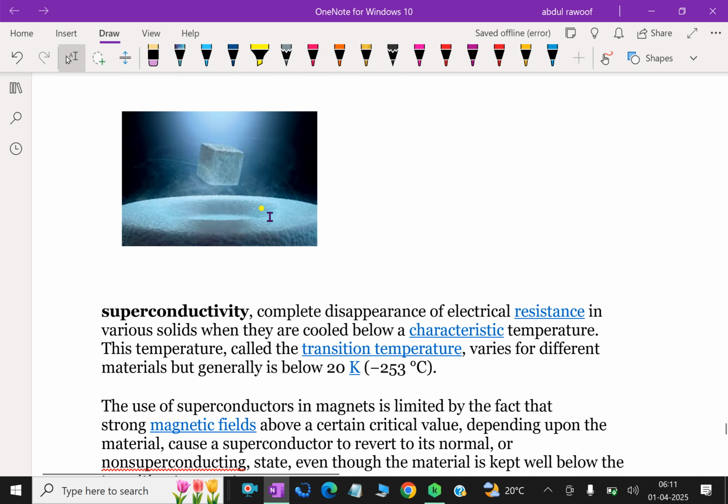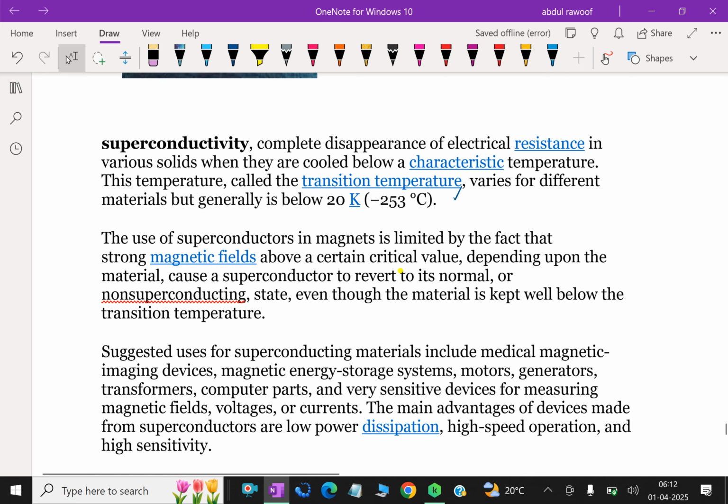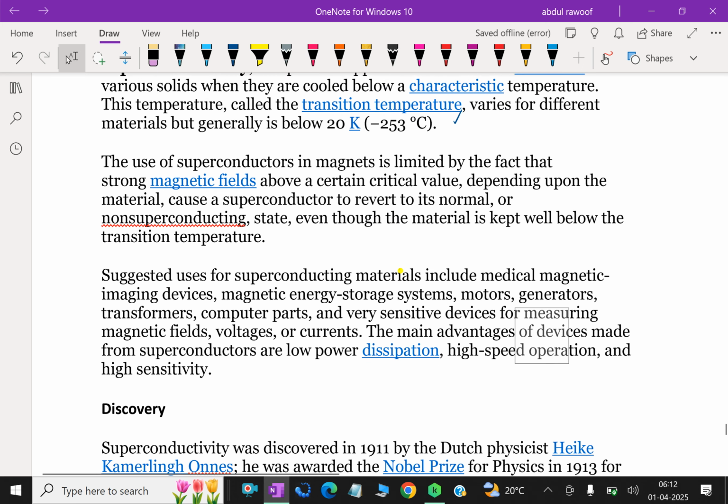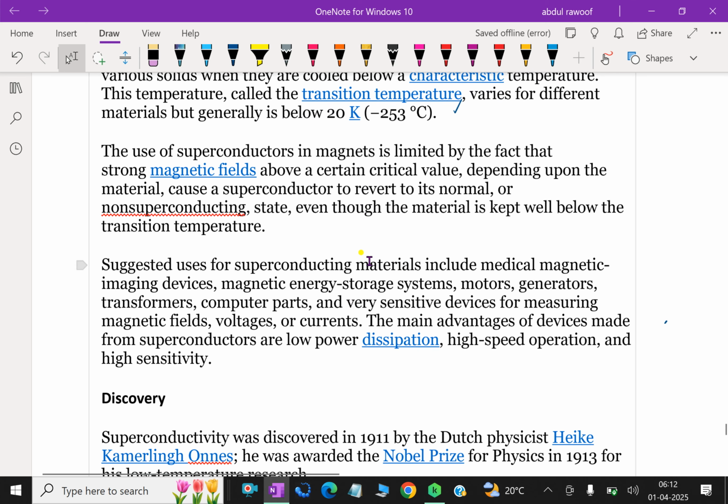Superconductivity. What is superconductivity? Superconductivity is the complete disappearance of electrical resistance in various solids when they are cooled below a characteristic temperature. This temperature, called the transition temperature, varies for different materials but is generally below 20 Kelvin, nearly minus 253 degrees Celsius.